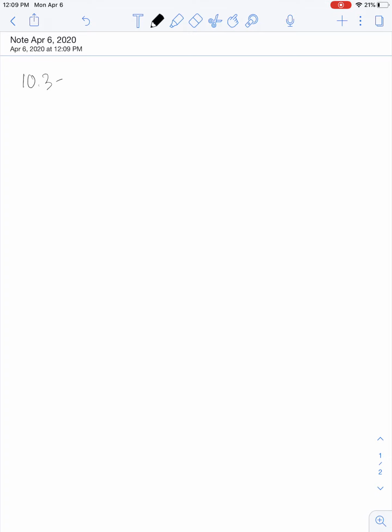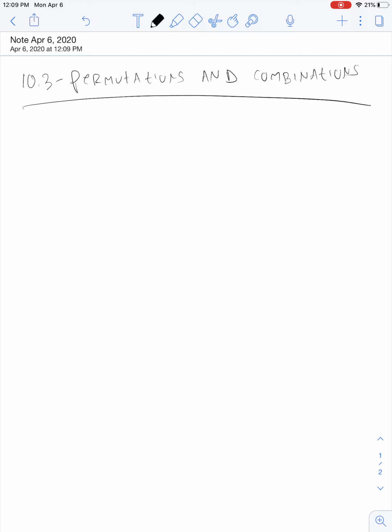10.3, we're looking at permutations and combinations. So it's really important to understand the difference between permutation and combination. Let's start off by talking about permutation.